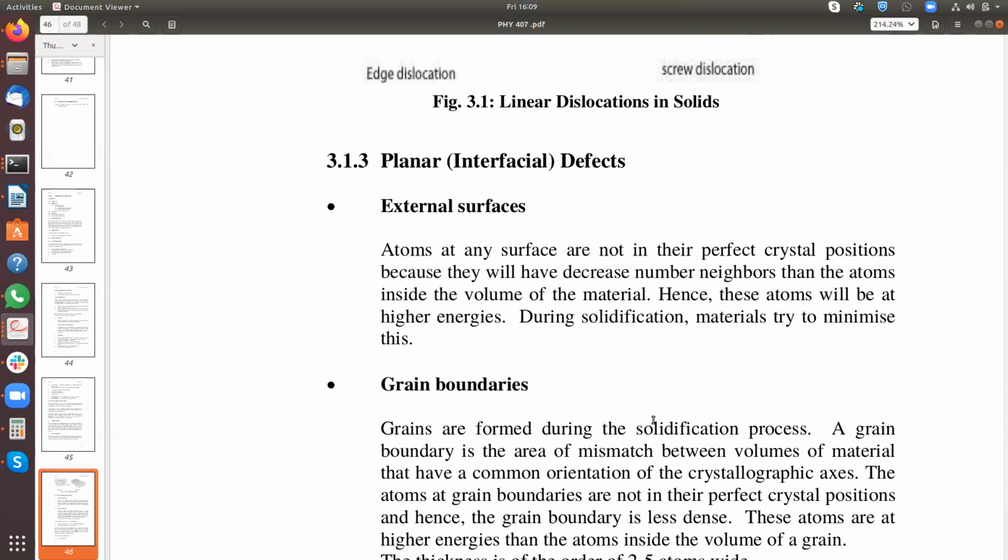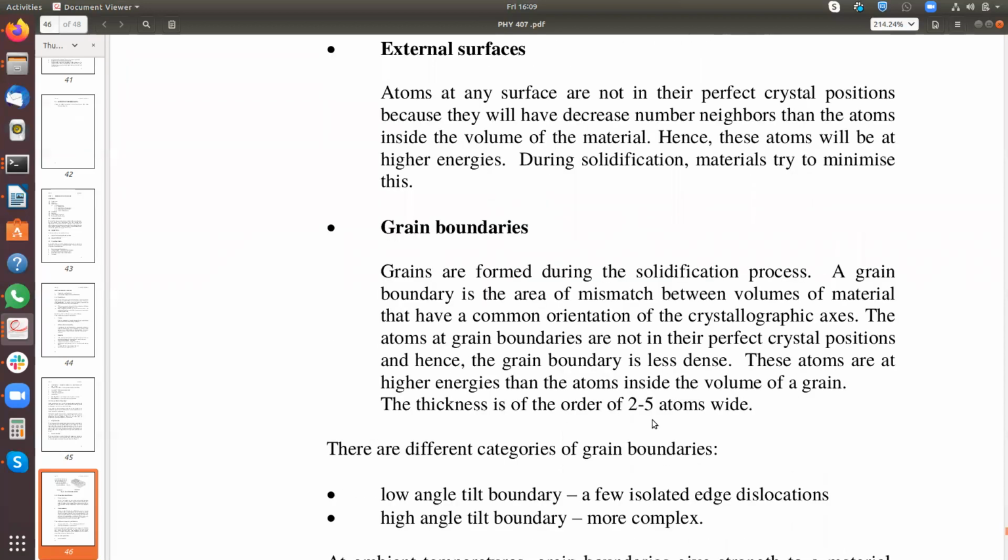Then grain boundaries. Grains are formed during the solidification process. A grain boundary is the area of mismatch between volumes of material that have a common orientation of the crystallographic axis. So the atoms at grain boundaries are not in their perfect crystal positions, and hence the grain boundary is less dense. These atoms are at higher energy than the atoms inside the volume of a grain. The thickness is of the order of 2 to 5 atoms wide.